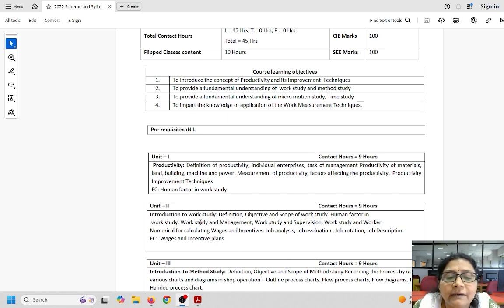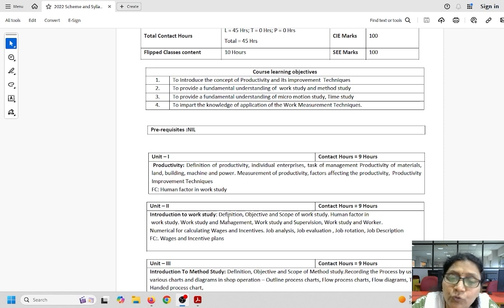So in the second unit, you are going to learn the objective and human factor in work study and the management, how they are related, and then numerical or calculation of wages and incentives. Wages and incentives are also being calculated not only by understanding the method, but by the work study. Again, work study consists of two aspects. One is method study and one is work measurement.